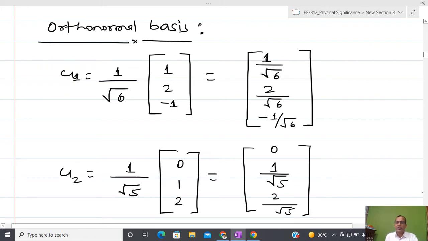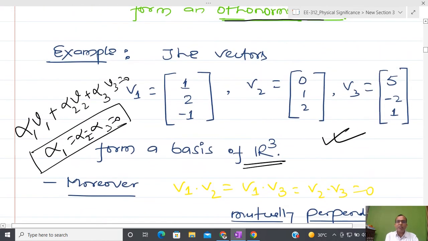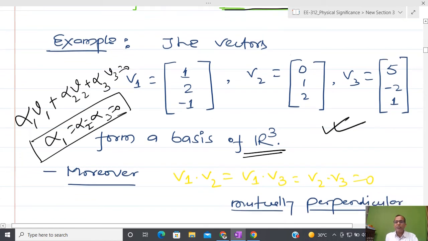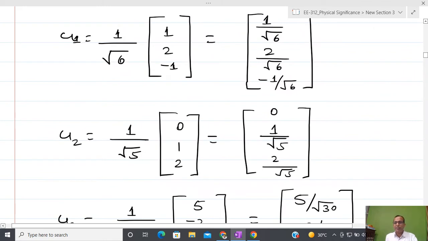Just take the standard norm. Again I have to calculate the norm, and the norm is 1 square, 2 square and 1 square. So here I have root 6, and for that reason I divide like this. Okay, so this is a very simple exercise.